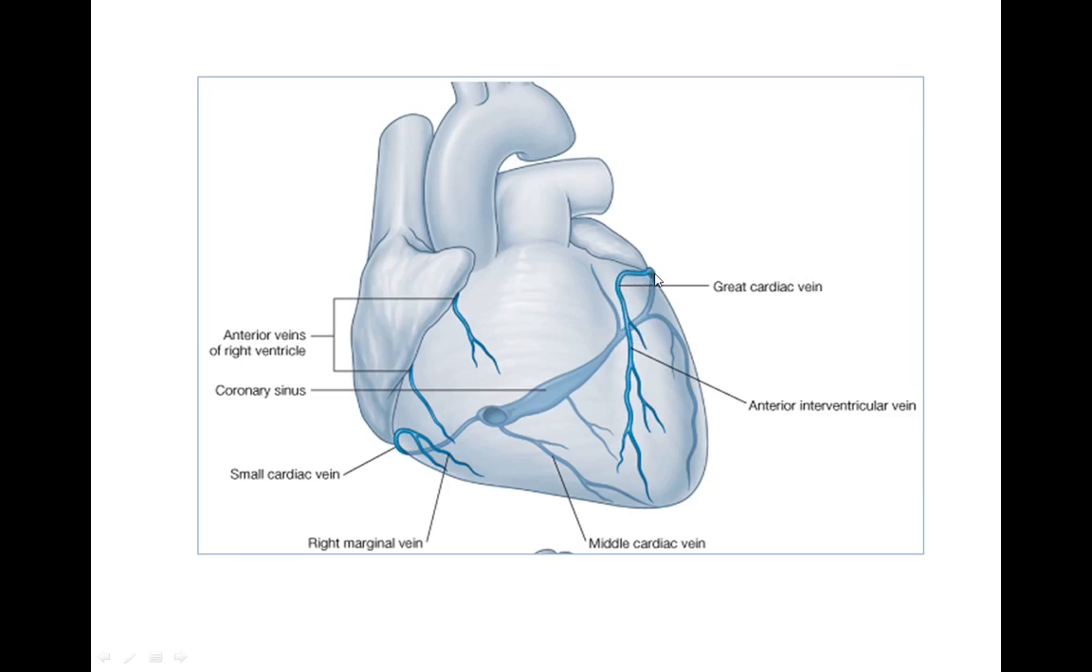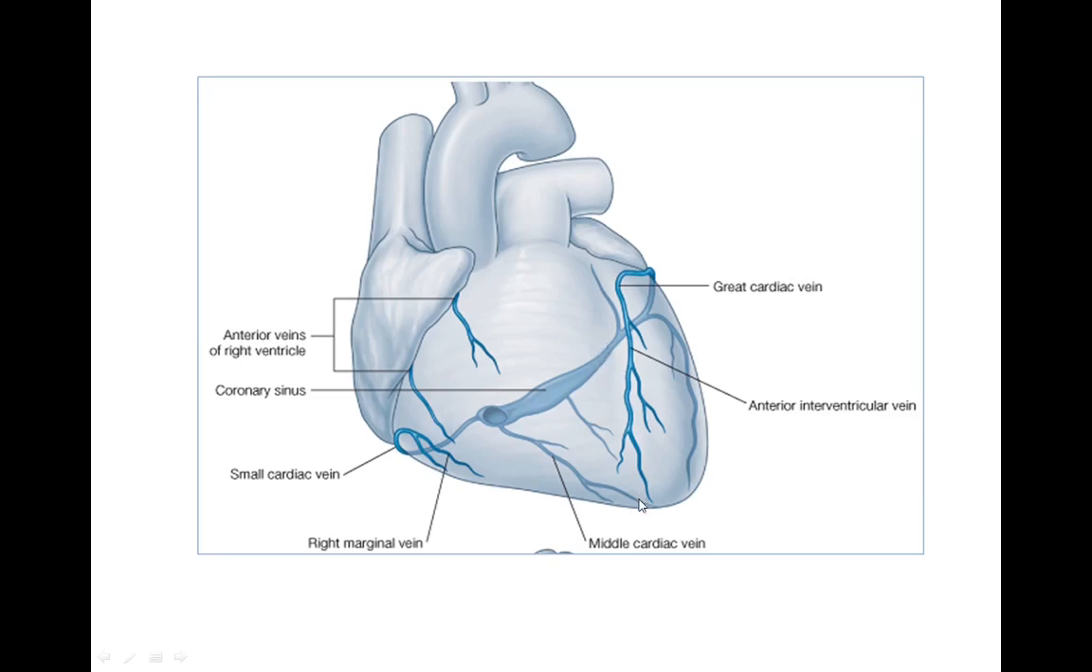Then it winds around the left border of the heart. Then it comes to the posterior aspect of the coronary sulcus. See here, it is the coronary sulcus. So it comes along the posterior part of the coronary sulcus. Then it drains into the left end of the coronary sinus.